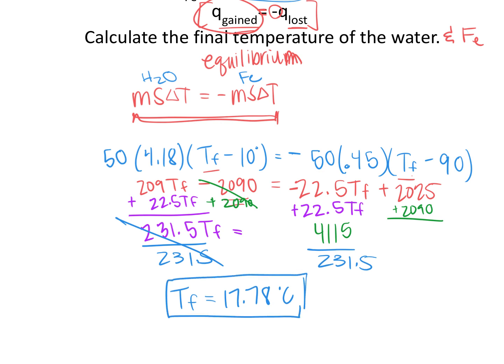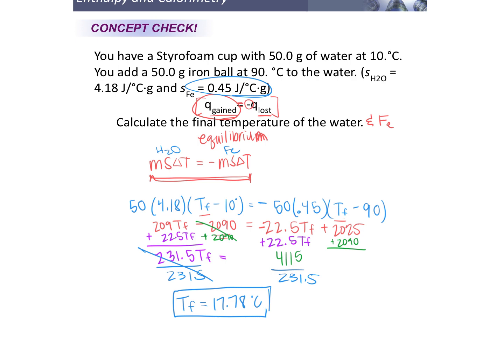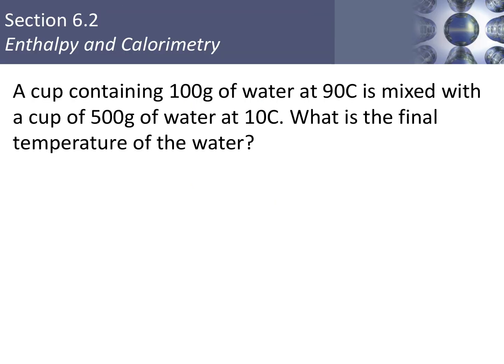Why is the temperature so much closer to 10 than to 90 if they are both 50 grams? We put in equal masses of both. That's right. The specific heat capacity of water is about 10 times that of iron. So it takes a lot more energy to heat up water than it does to heat up iron, okay? And I think that we would understand that in real life. I think that we see that being true, okay? All right, we feel good?